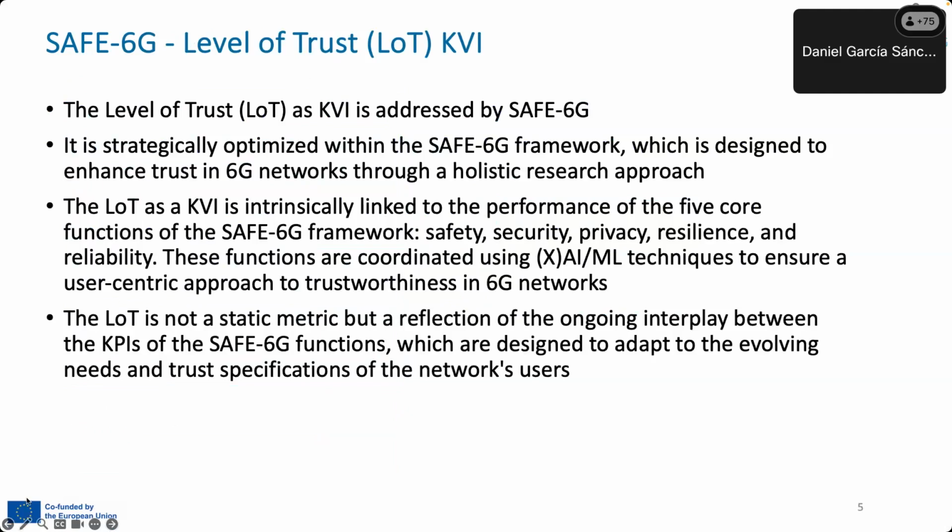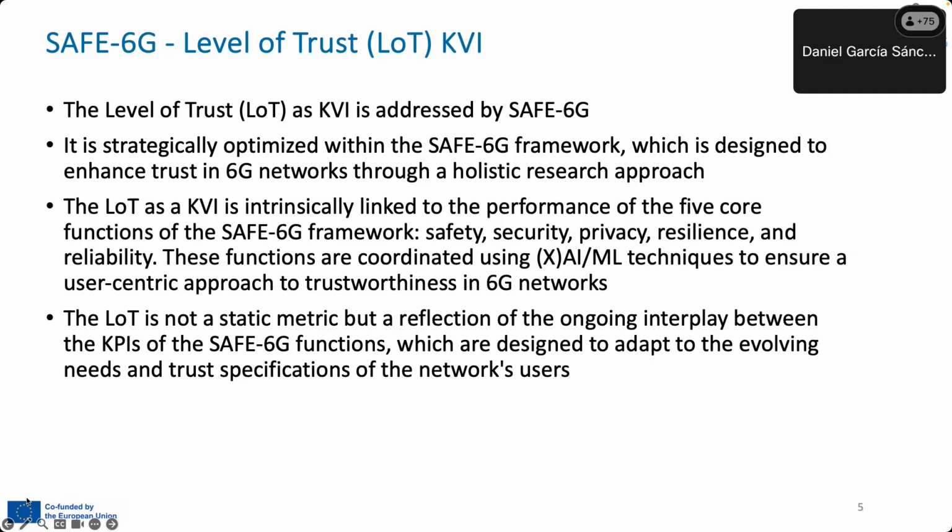Okay, regarding KVIs, we have a long way to walk yet, but there is one of them which will be clearly a core KVI of the Safe6G framework, which is level of trust. It is a KPI which aims to measure the level of trustworthiness the network can provide to a user, and the other way around as well. The user can demand a specific score of trustworthiness, I would say.